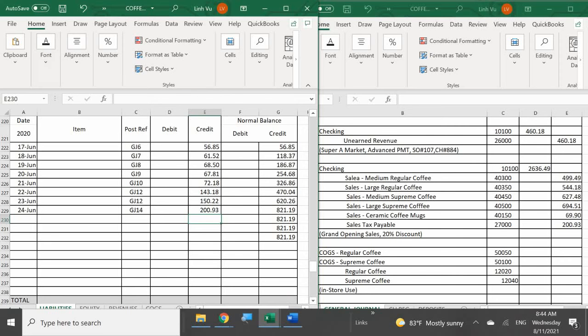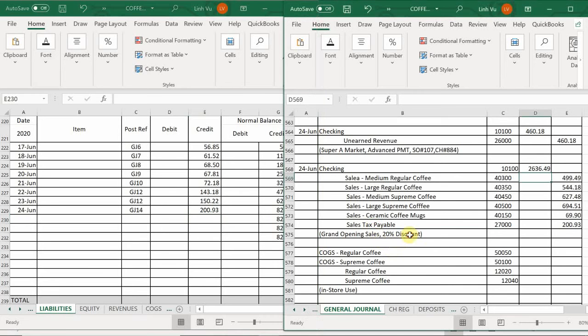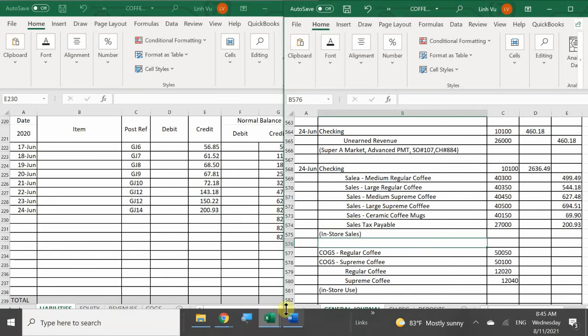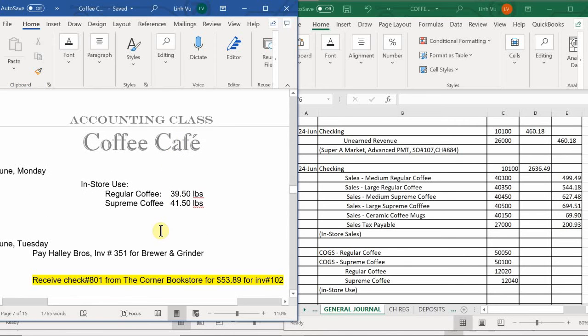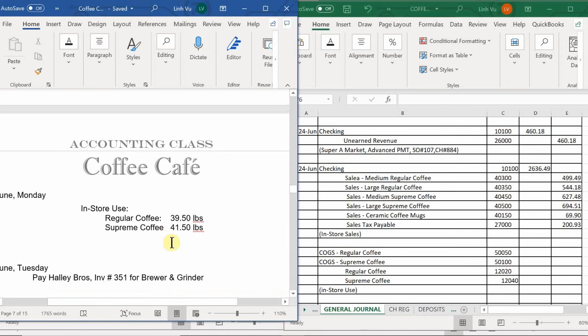And after this, we need to move to our inventory. Oh yeah, in-store sales. Sorry, I forgot to update it on my journal. If you've already done it, good. Okay, and then you said we got to move into inventory. Let's find out how many pounds we used for serving coffee this day. Here in-store use is regular coffee for 39.5 pounds, and for Supreme Coffee, 41.5 pounds. So we used a lot of coffee this time.